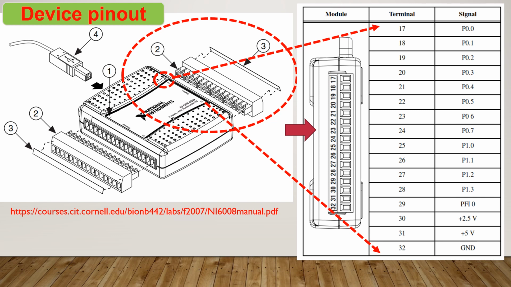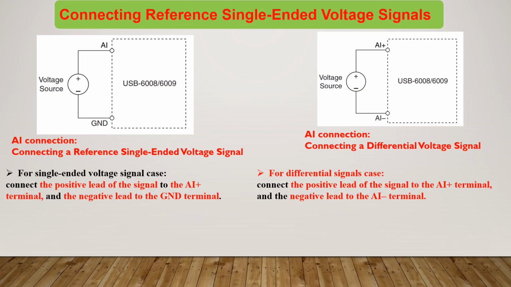Also, in this picture, you can see in number 4 we have one USB port or USB connection. You can connect the data acquisition to a PC by a USB cable. If you want to connect two types of analog signal, one type is a single-ended voltage signal and one type is a differential voltage signal, to the data acquisition USB-6009, we have two types of configuration.